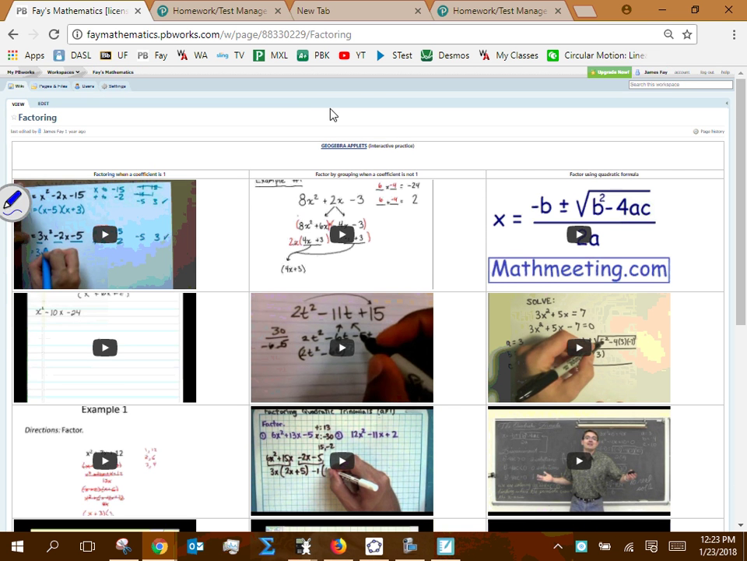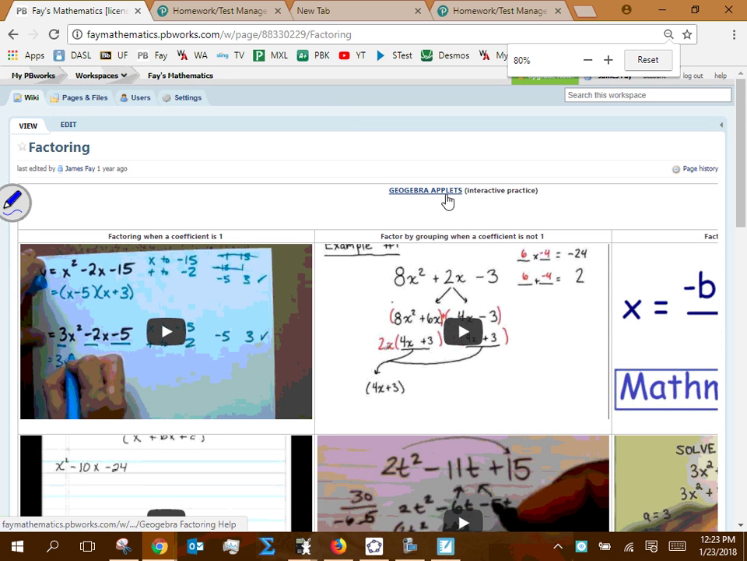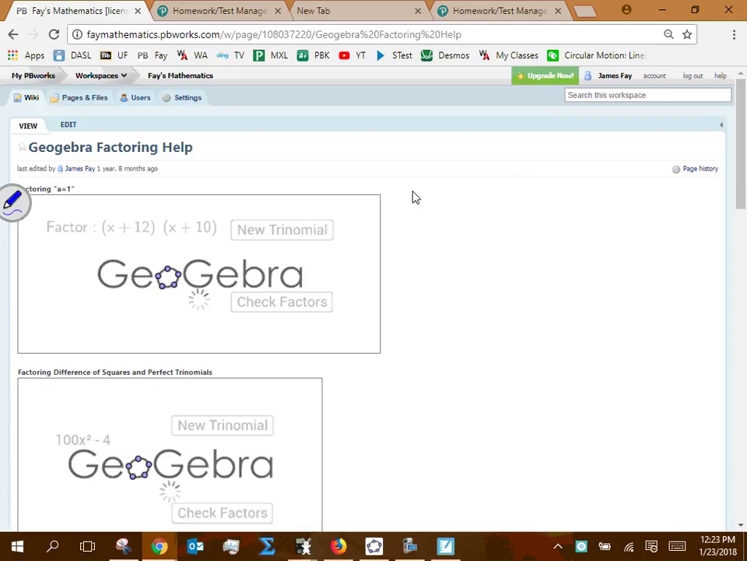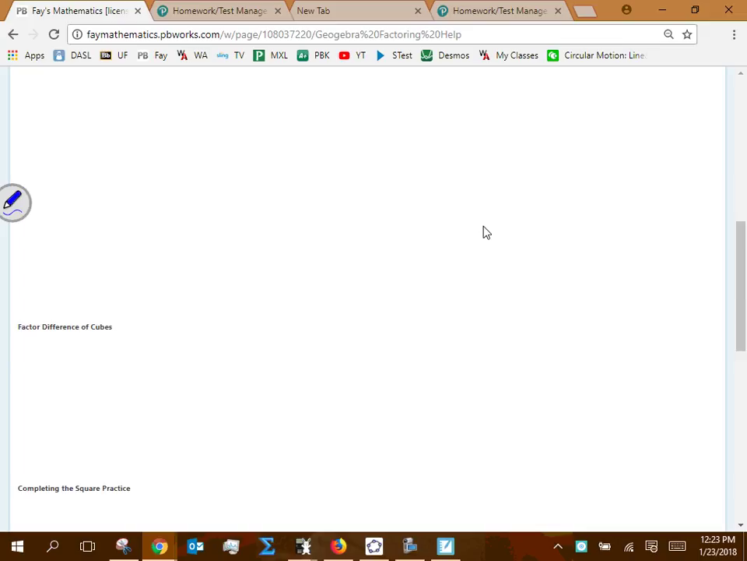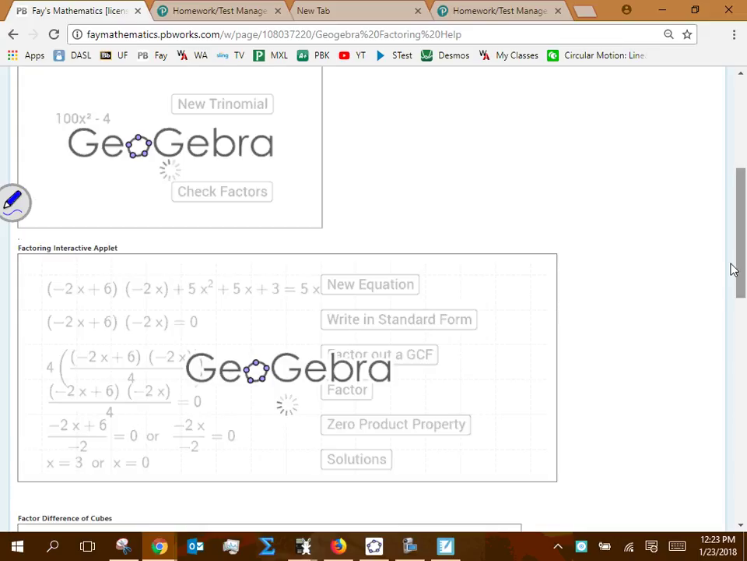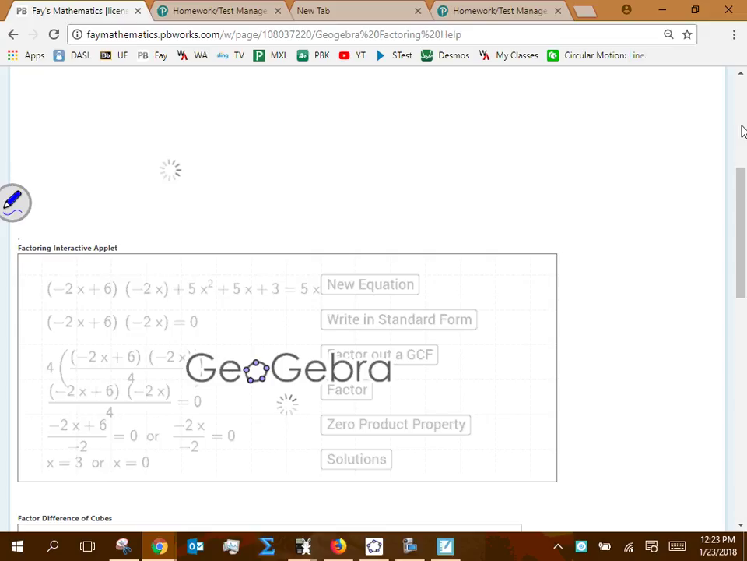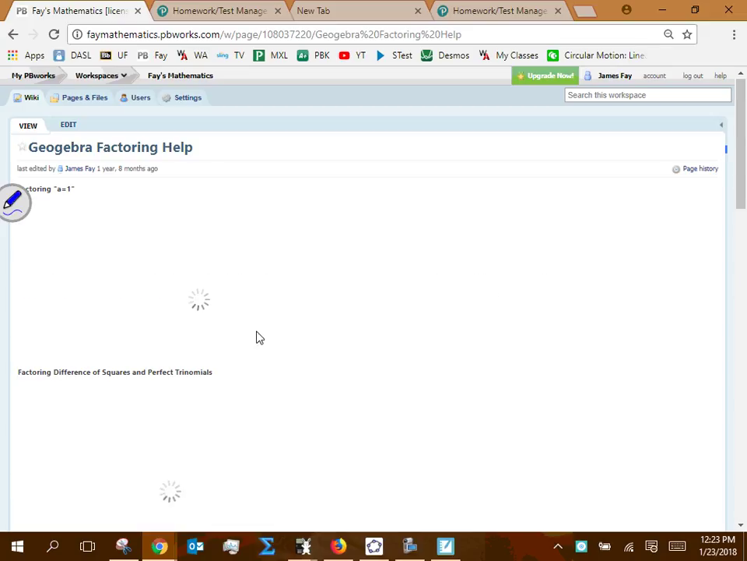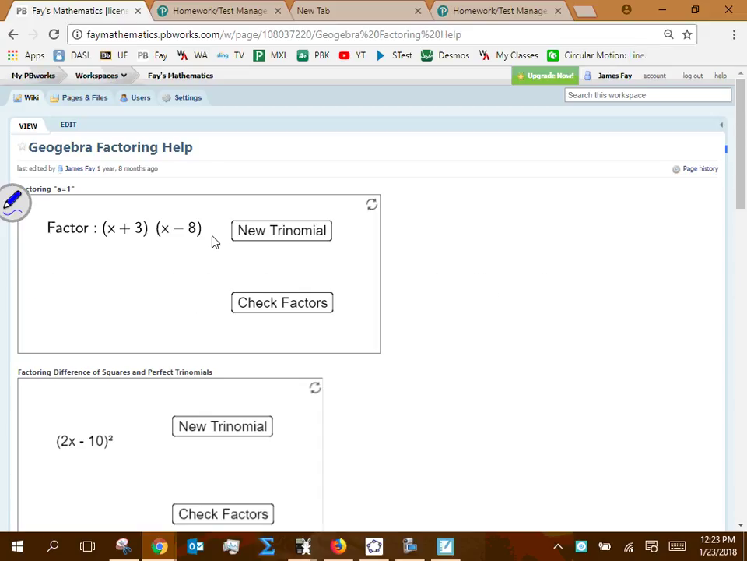Or if you click on GeoGebra applets here, click on that. Okay, it's going to take a minute for this to load because I think I got like 6 or 7 applets here. And this is something that my college algebra students use as well. So there's some on here that maybe you would look at, and some you wouldn't. I think this first one's going to be the one that you're going to want to really focus on. And it just generates an infinite number of trinomials that I can try to factor. Okay, so I just click that button.